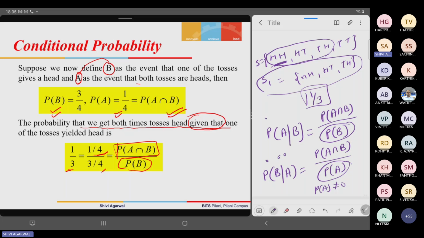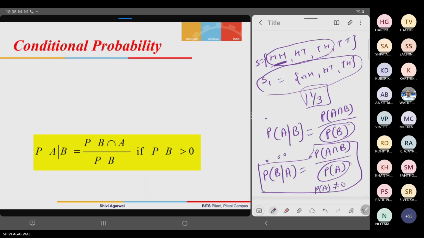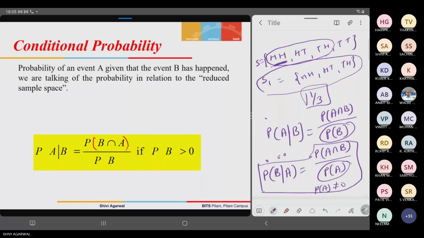So what we are doing, we are using this formula: probability of B given A is equal to probability of A intersection B upon probability of B, if probability of B is not equal to 0. And you know very well probability of any event is never negative, so probability of B is greater than 0.